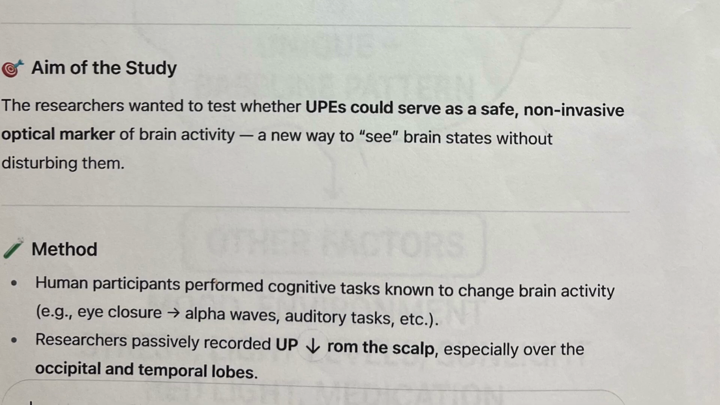So on ChatGPT, they said that the aim of this study was that the researchers wanted to test whether UPEs could serve as a safe, non-invasive optical marker of brain activity, and it's a new way to see brain states without actually disturbing them. So human participants performed cognitive tasks known to change brain activity, for example, eye closure, alpha waves, and auditory tasks, and the researchers passively recorded the UPEs from the scalp, especially over the occipital and temporal lobe.